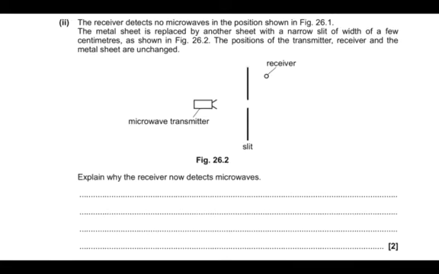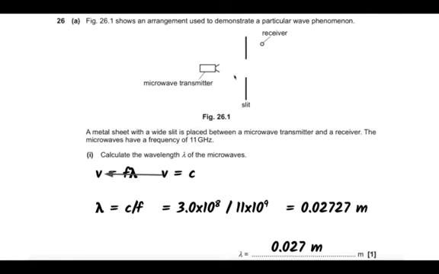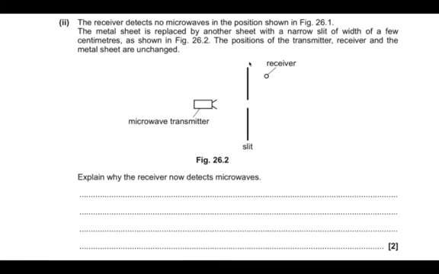This next question, the receiver detects no microwaves in the positions shown in figure 26.1, and the reason for that is because the gap is quite big and therefore you're not getting any diffraction, and so the receiver is not in the line of sight of the microwave transmitter. In this picture, the gap has now been reduced. The gap being smaller is not the reason why you get diffraction.